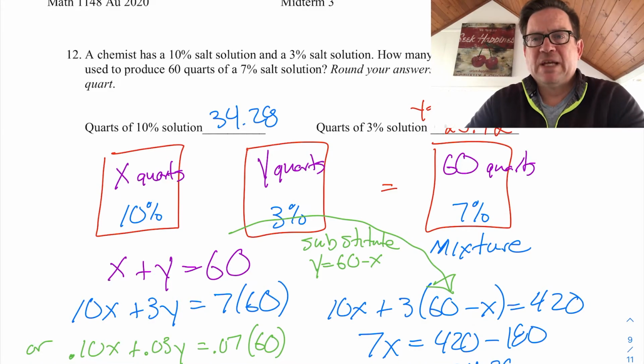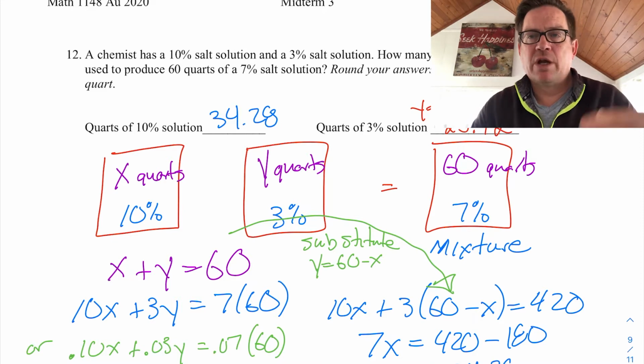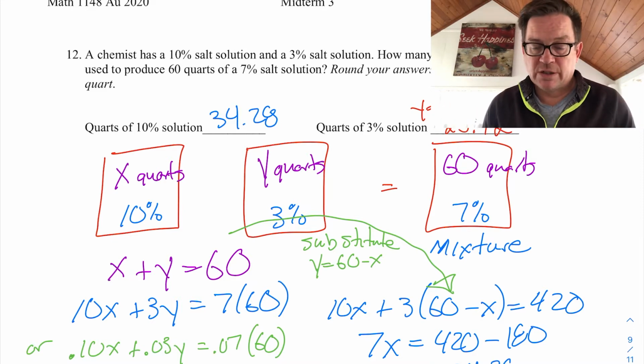Problem 12 is a nice mixture problem that I wanted you to set up with two variables and two equations. It says a chemist has one solution that's 10% salt and one solution that's 3% salt. How many quarts of each do they have to mix together to produce 60 quarts of a 7% salt solution?